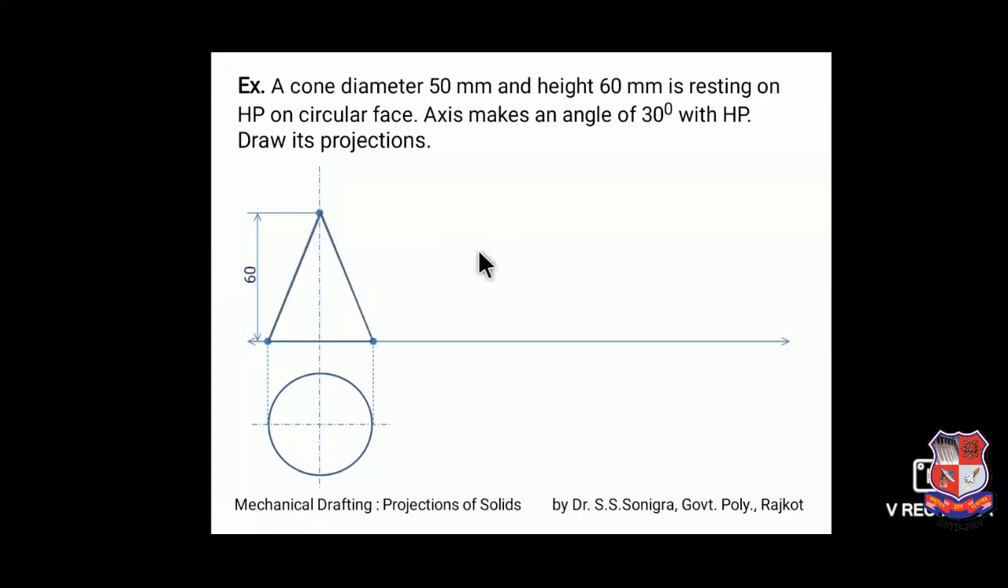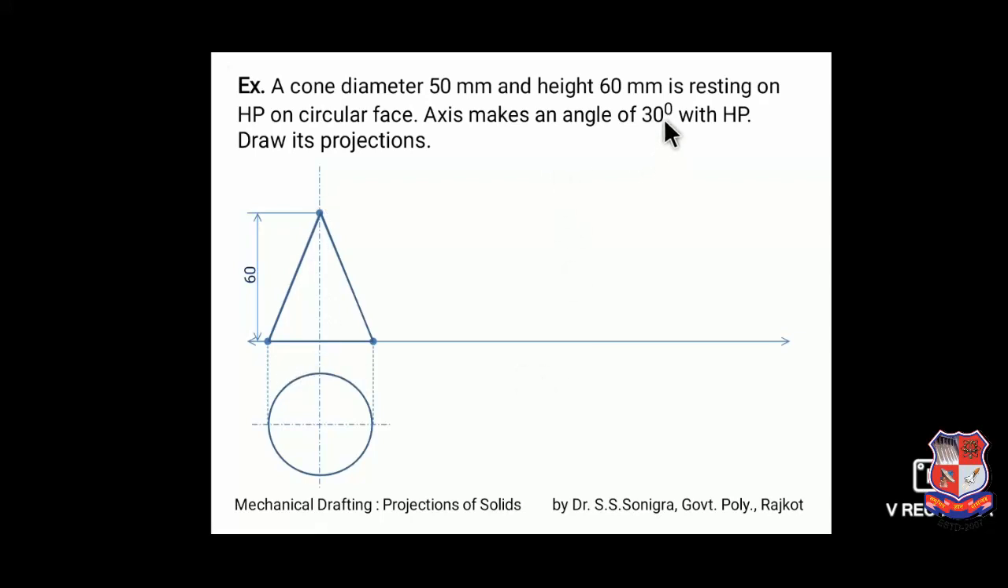This is a triangle, and this triangle is the front view of this cone, and this circle is the top view of the given cone. Now it is given that the axis makes an angle of 30 degree with HP. This is the axis of this cone, and in this condition, what is the angle between the axis of this cone and the horizontal plane? If you are looking from the front, this is the axis and this angle is 90 degree. This XY line is the horizontal plane from the front view. So in the front view, this angle is 90 degree between the axis and the XY line.